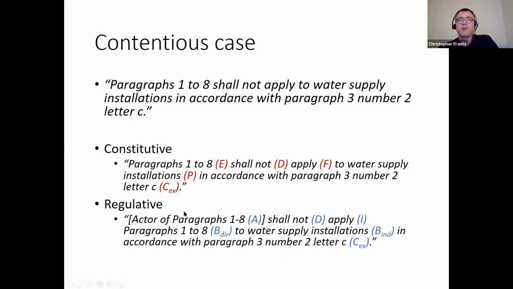In contrast, we can of course draw an inference, look into paragraphs 1 to 8 and identify a responsible actor, and then signal that this actor is now responsible for ensuring that paragraphs 1 to 8 are no longer applied, let's say, in the context of water supply installations. That's a very prevailing practice that Saba called out earlier when she suggested how one deals with constitutive statements at the current stage. But again, it's a reformulation of the statement.